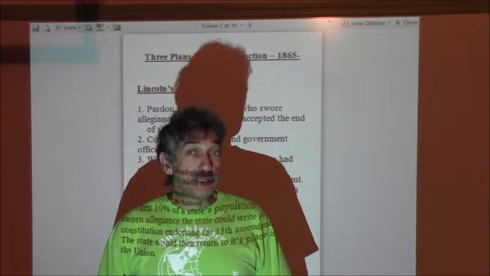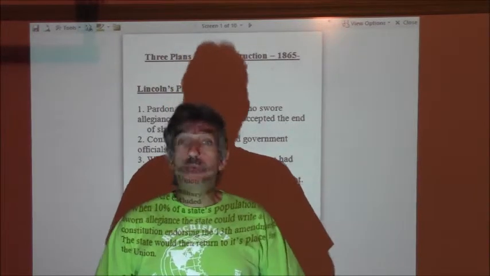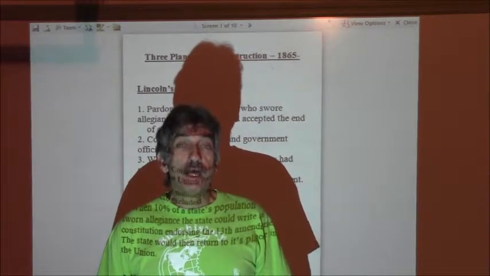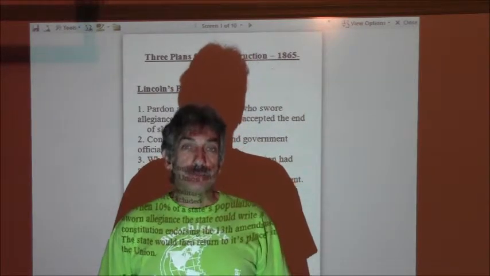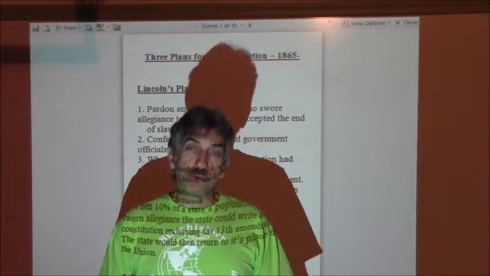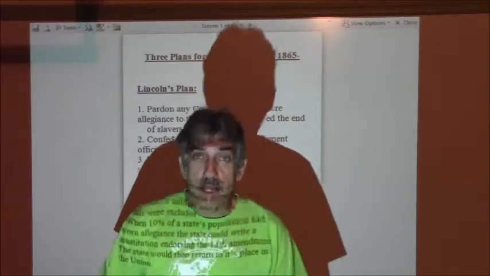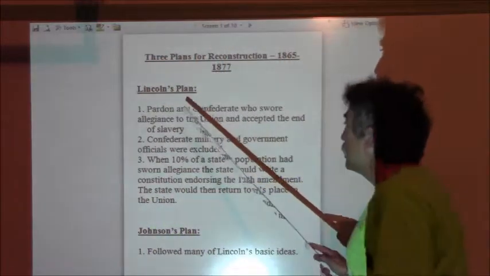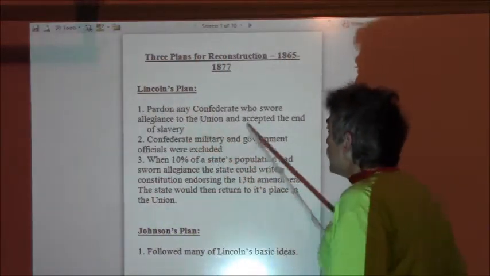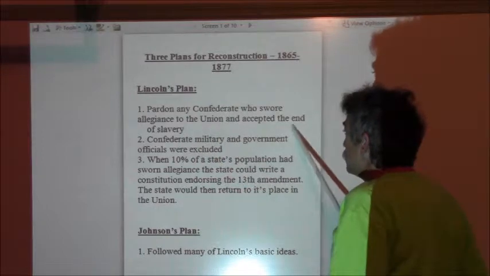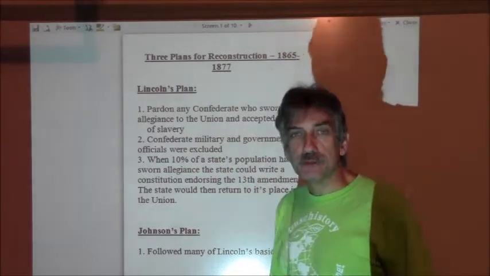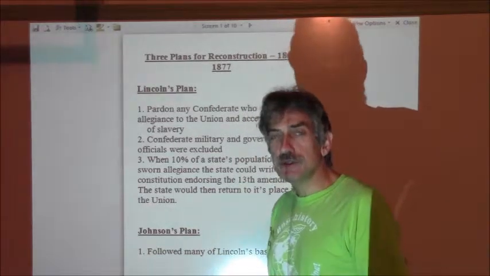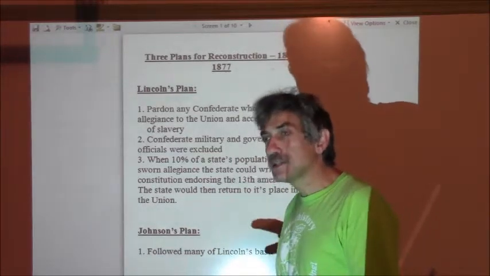And his plan was very conciliatory, a plan that you would expect from what we know about Abraham Lincoln and his attitude. Remember, from Lincoln's perspective, the Civil War was about preserving the Union. So his plan calls for, let's take a look, he wants to pardon any Confederate who swore allegiance to the Union and accepted the end of slavery.